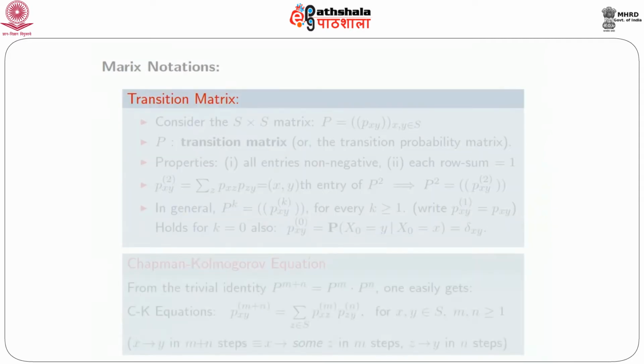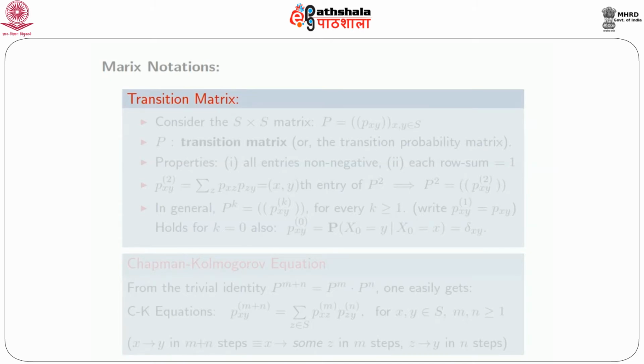Now there is an interesting thing. It turns out that in Markov chain theory, using matrix notation makes things very convenient to write and also elegant. So I'll just introduce that idea.